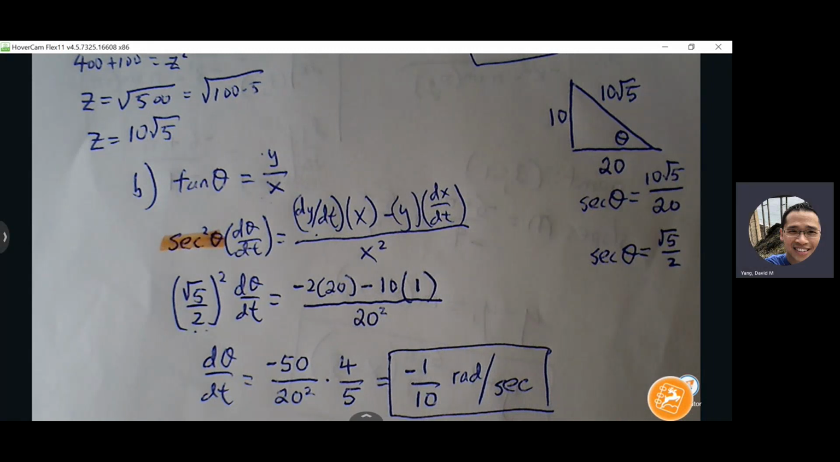And your related rates problem on the test will look a lot like this one. So if you feel good about this, you should be able to get that down for the test. Okay, this is an important one. Any questions? Any questions about the steps?